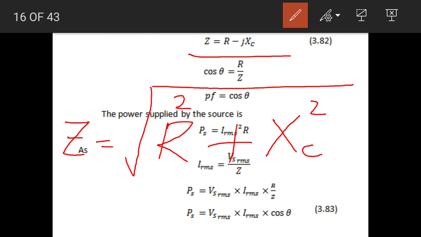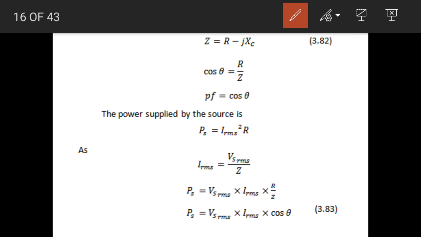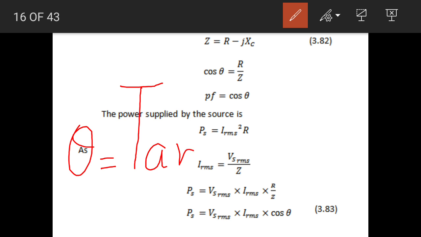If you want to calculate theta, theta will be equal to tangent inverse Xc by R. So we can calculate theta with the help of this particular equation. We have tangent inverse Xc by R. So we can calculate the magnitude of this impedance, and we can calculate the angle of this impedance with the help of this particular equation.